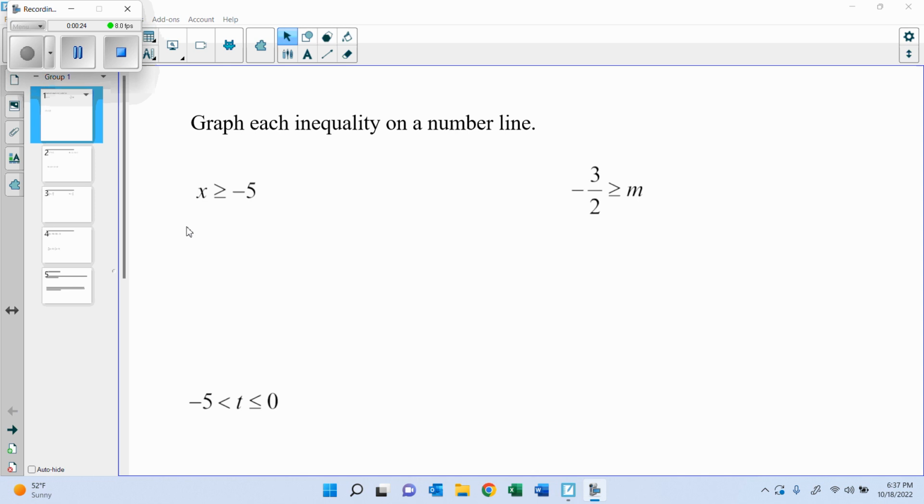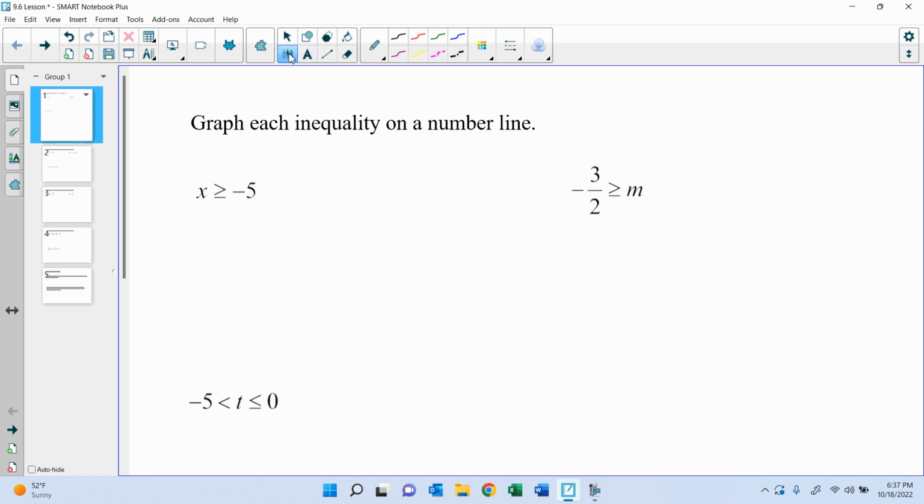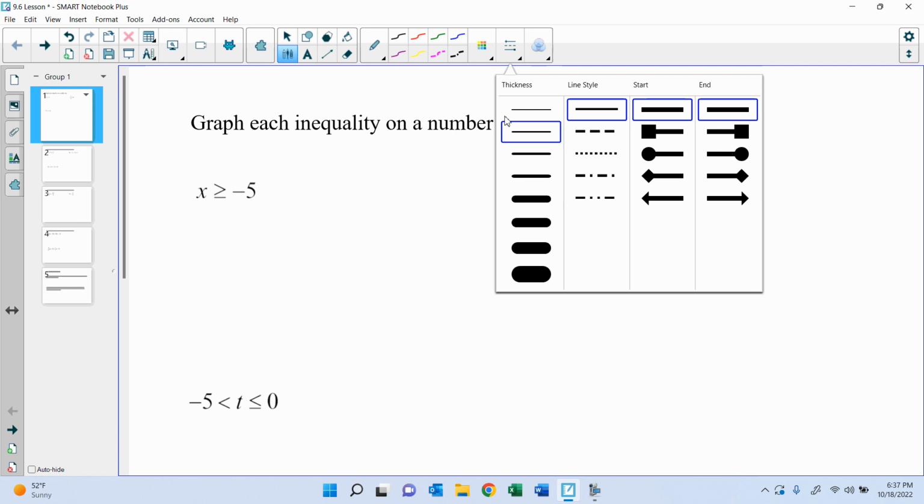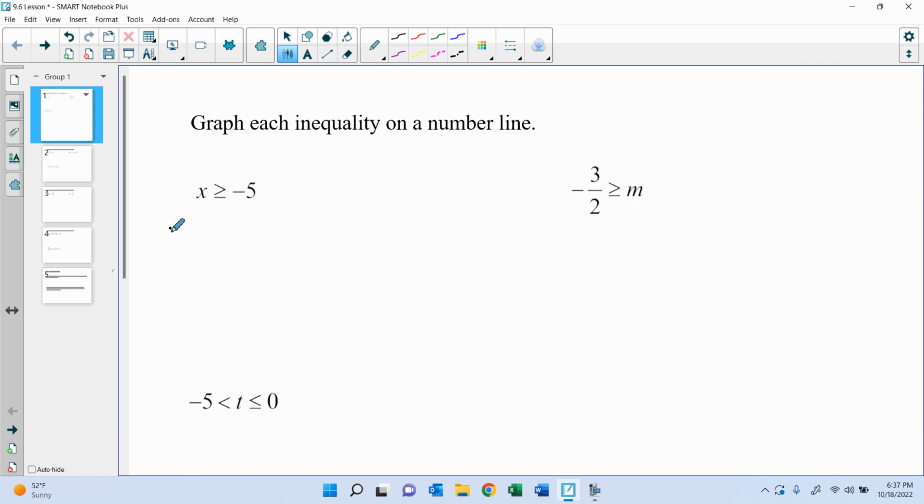So to graph on a number line, when you draw your number line, it is absolutely not necessary for you to draw the whole entire number line. Just draw a number line with arrows on both ends and put a 0. And then put the numbers that are relevant. And in this case, it's only -5. So be sure the negatives are to the left. Of course, smaller numbers are to the left, bigger to the right.